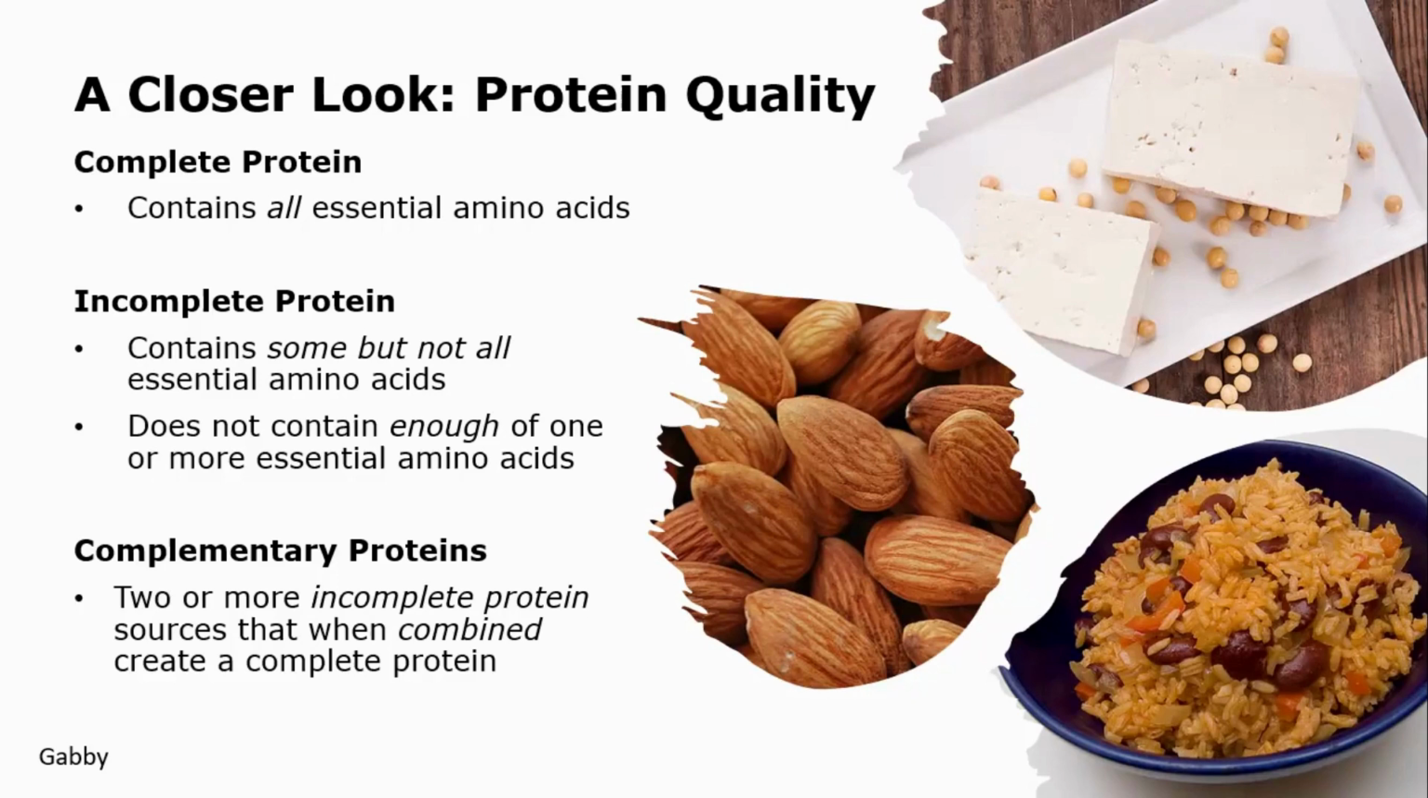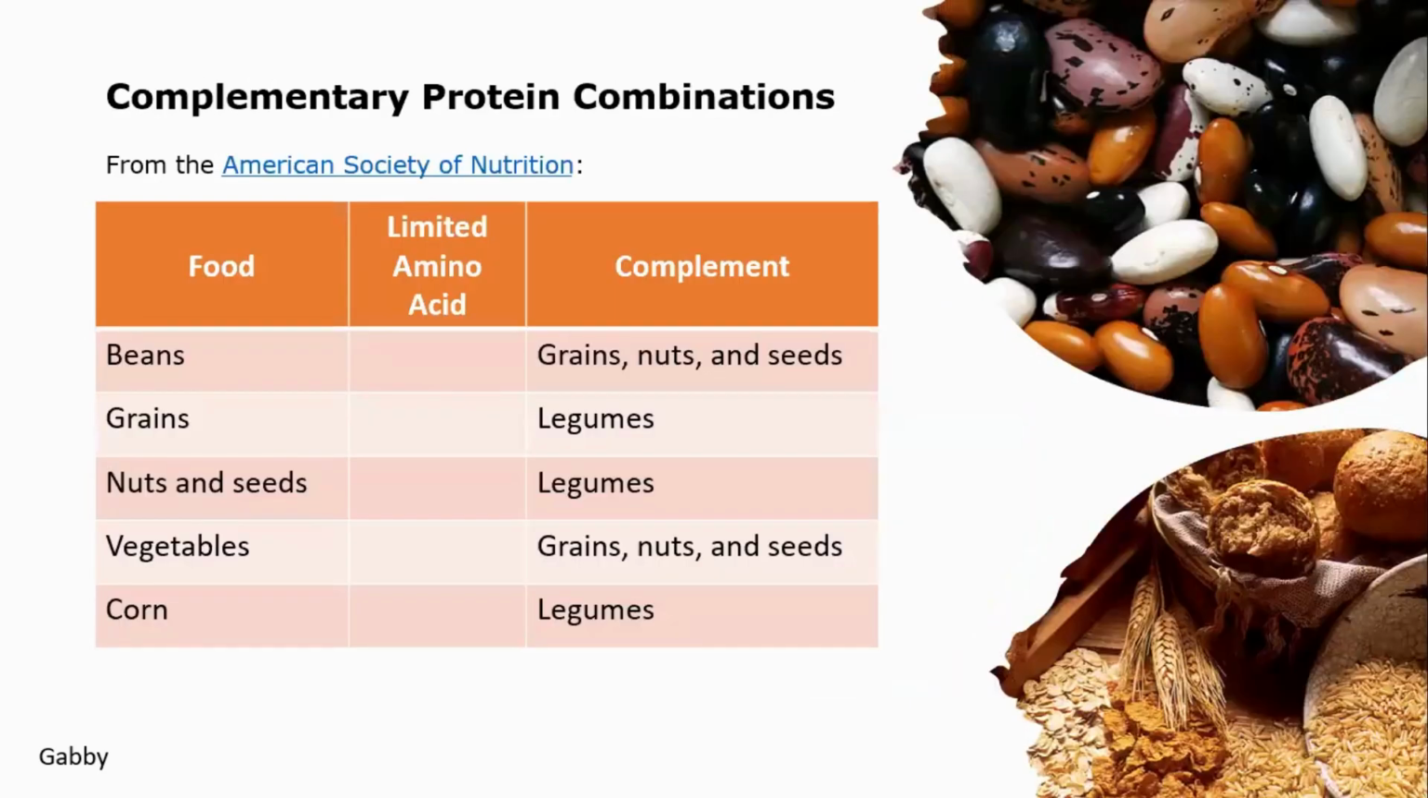So to picture this, think of 2 different puzzle pieces. Each piece has some amino acids, but not all essential amino acids. So neither has all 9, but when you put them together, they have all 9. So let's take a closer look at an example of a complementary protein.